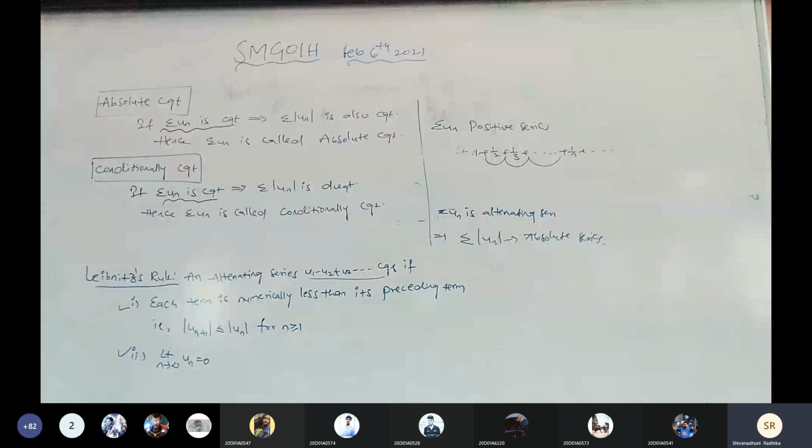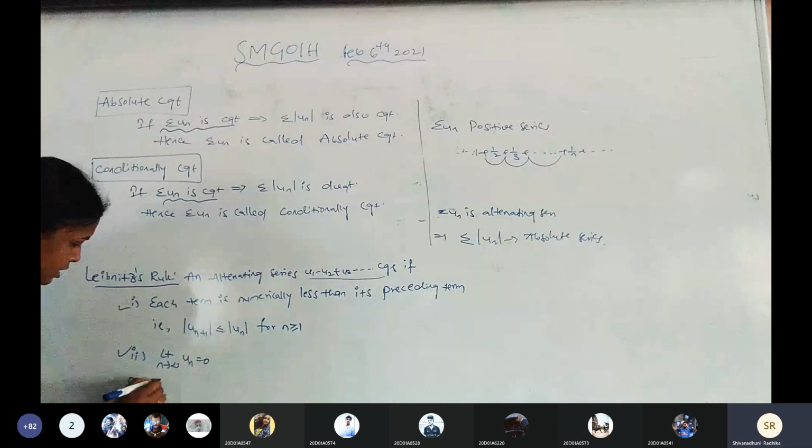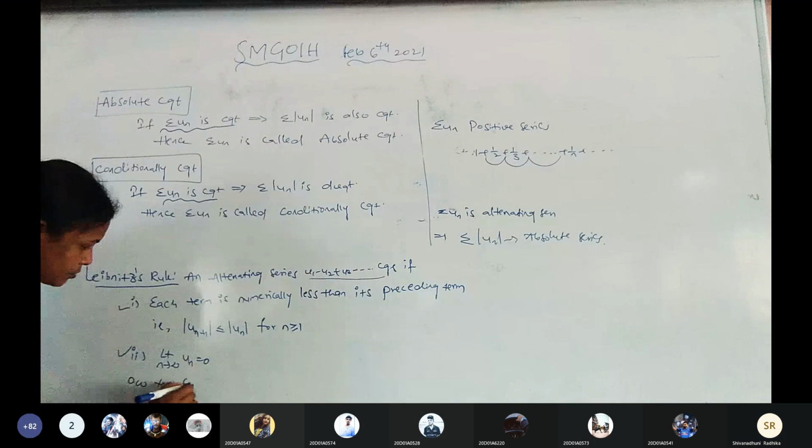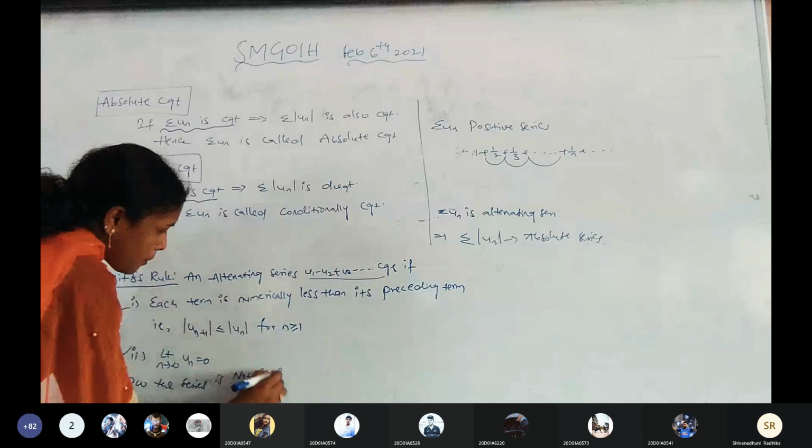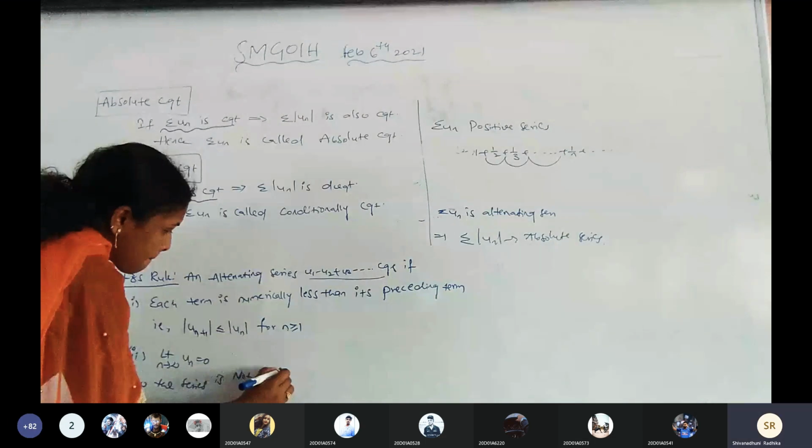Suppose the first condition is satisfied, the second condition is not satisfied. Then what is the given alternating series? That is not convergent. Not convergent series. Is it clear? Otherwise, the series is not convergent. Clear? Now what is the first condition?